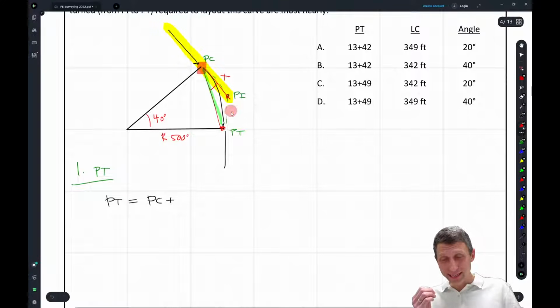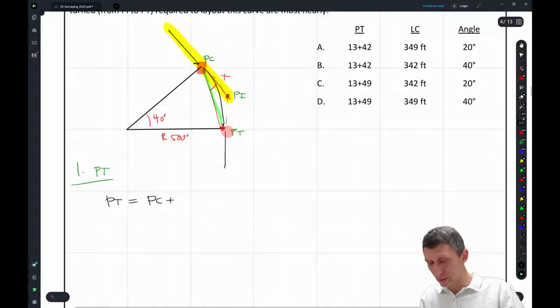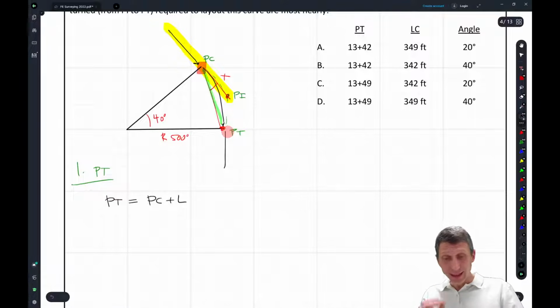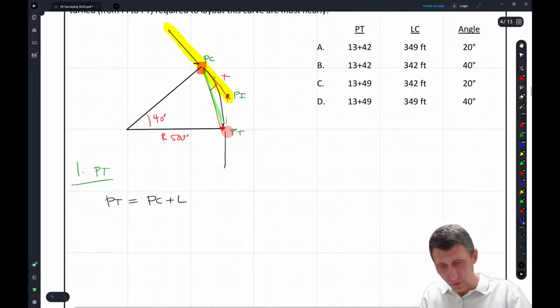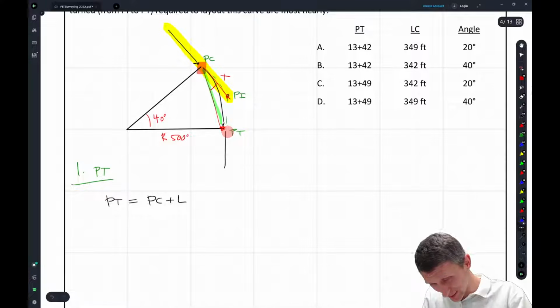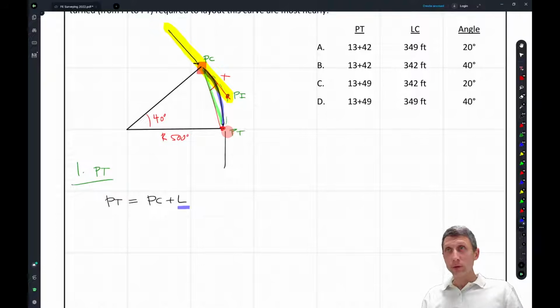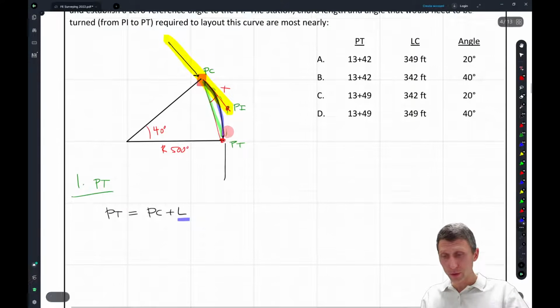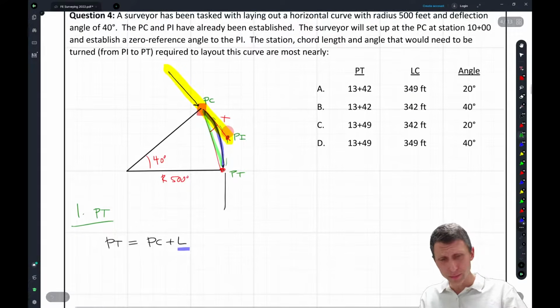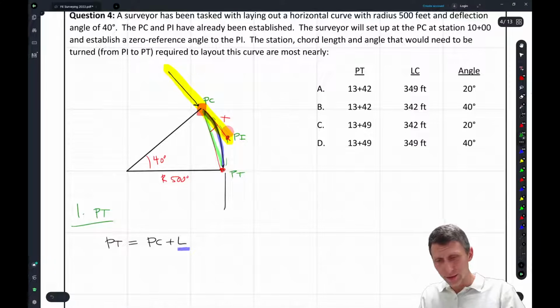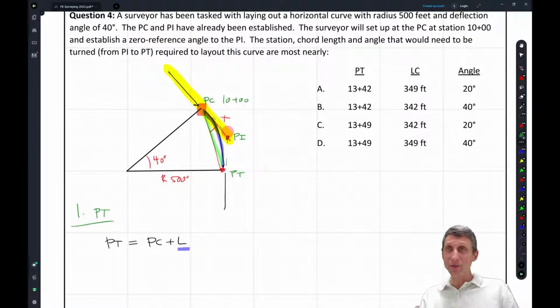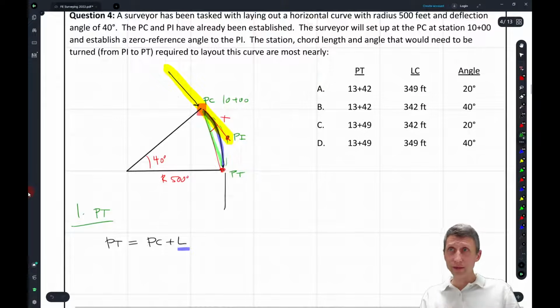But then to get to the PT, we're actually going to add the length of this curve. So we're going to add L. L is that length of the curve, the arc length. Okay, so that's going to get us to the station here. And we're told the PC is at 10+00. So we need to find L. Once we find L, we can find the point of tangency.